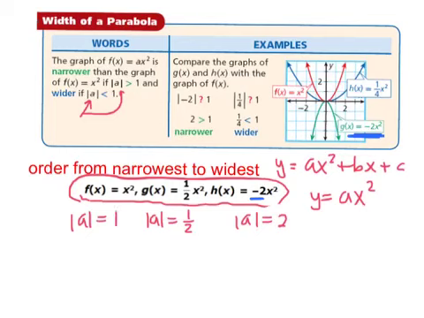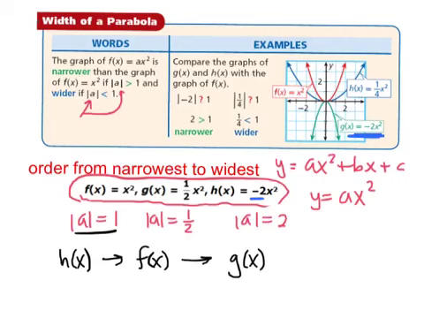So we order these from greatest to least, because we're going narrowest to widest. Narrowest to widest means which graph is the narrowest. So we know that h of x is going to be the most narrow, followed by f of x, because the next one is 1, followed by g of x, which is 1/2, being the widest because it's less than 1.